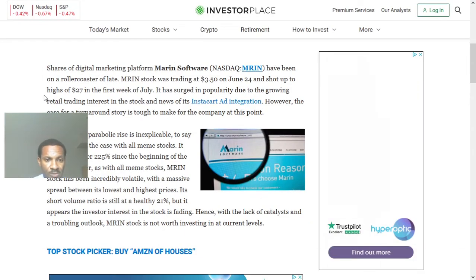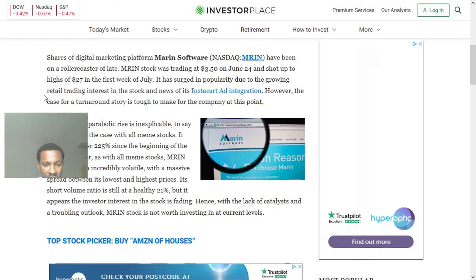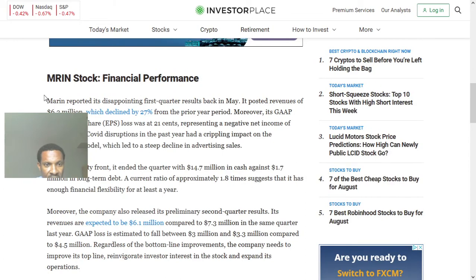They wrote about Marine Software, about how it's been fluctuating. At some points, on the 24th of June, it shot up to a high of $27 and has since retraced. So it has gained over 225% since the beginning of the year. And it was definitely a candidate for short squeeze by a lot of recent market participants. And we also heard about its Instacart ad integration. And then they have here its financial performance.